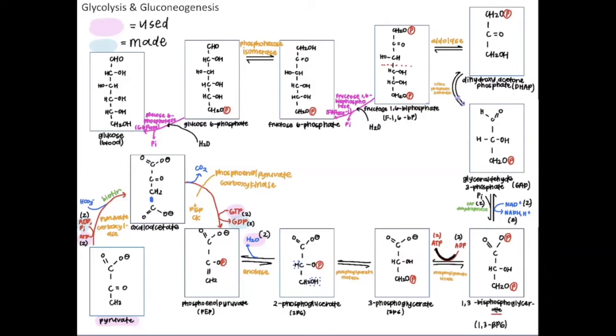Since we're going backwards through PG kinase, the arrow is going to go that way. So we're going to use another 2 ATP and make another 2 ADP. Now, since we're going backwards still through GAP dehydrogenase, the arrow is going to go this way, and we're going to get out a Pi. So in this step, we use 2 NADH and H+, and we make 2 NAD+ and 2 Pi.